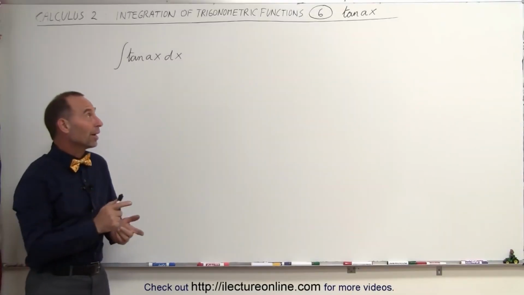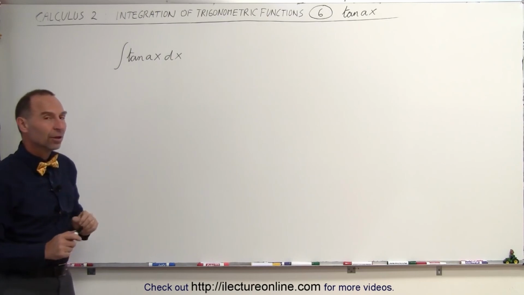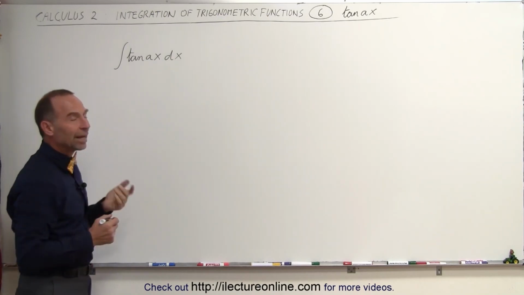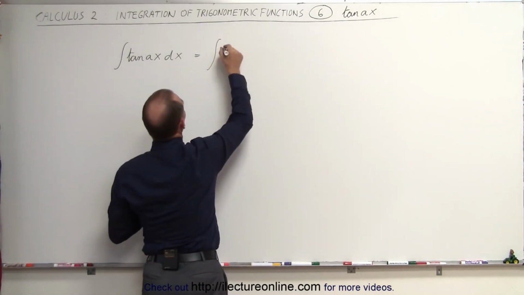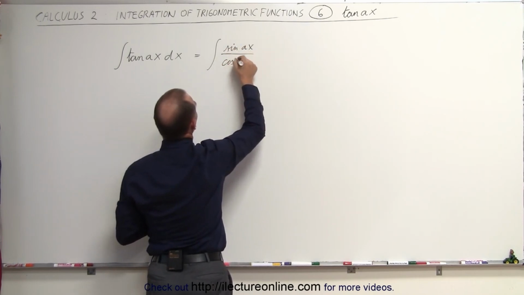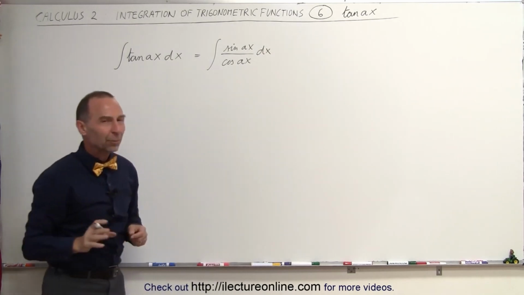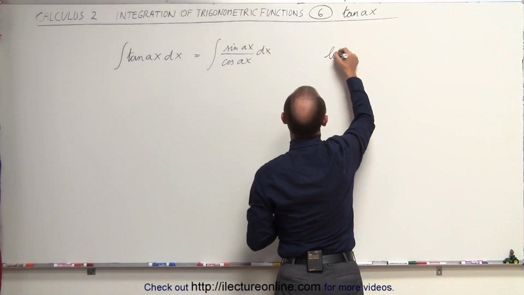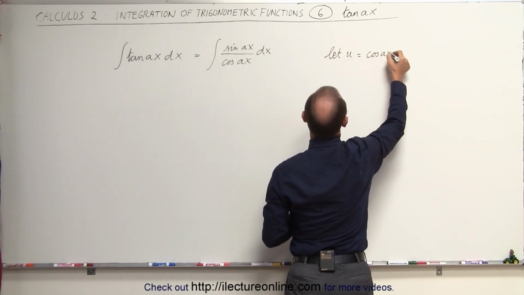Just to make sure that we know how to handle one of these, when we have a constant in there for the angle, we'll do one more example like this. Take the integral of the tangent of ax. What we need to do is rewrite it as the integral of the sine of ax divided by the cosine of ax times dx. Again, we need to use a substitution. Let u equal what's in the denominator. In this case, that's going to be equal to the cosine of ax.